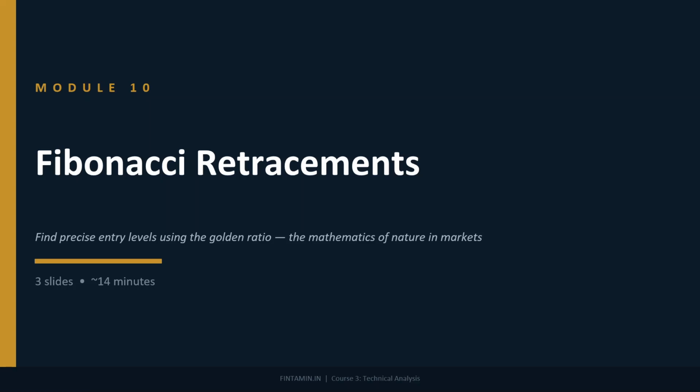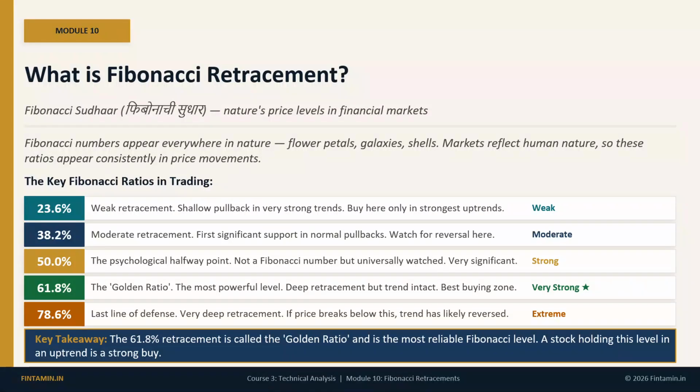Let us continue with module number 10, that is Fibonacci retracements. These are price levels derived from the Fibonacci sequence, which is a mathematical pattern found throughout nature, from flower petals to galaxies, and they appear with remarkable consistency in financial markets. Let us understand what is Fibonacci retracement.